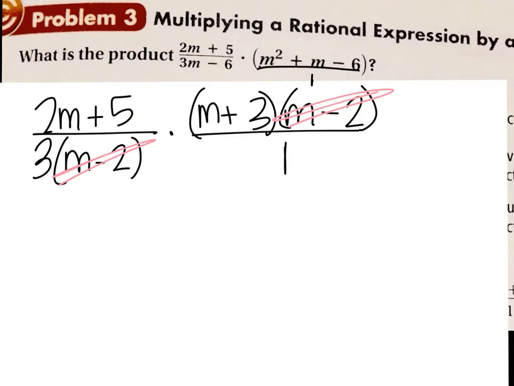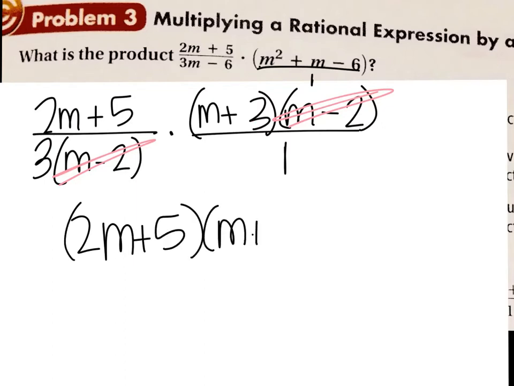So up top, I'm going to be left with 2m plus 5 times m plus 3 over 3.